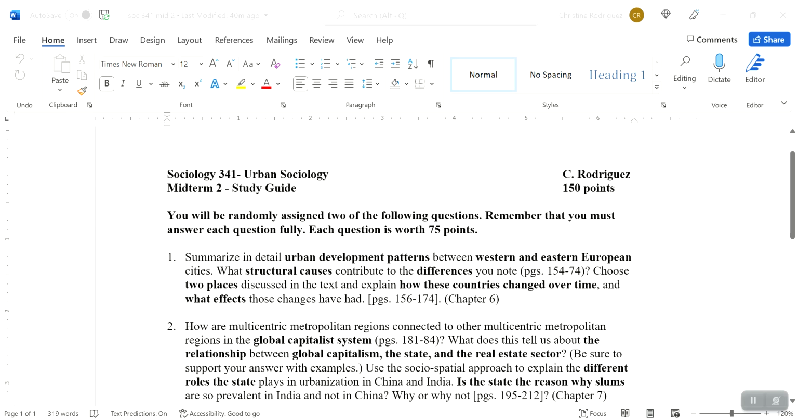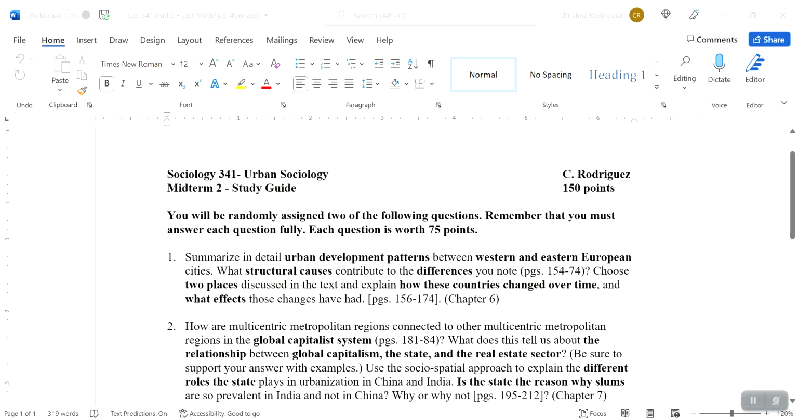Here I'm asking you to summarize in detail the urban development patterns between Western and Eastern European cities. So what you're going to want to make sure you do is summarize the Western. So you're going to have to read through these pages. It's about 20 there. And so summarize those development patterns between Western and then Eastern Europe.